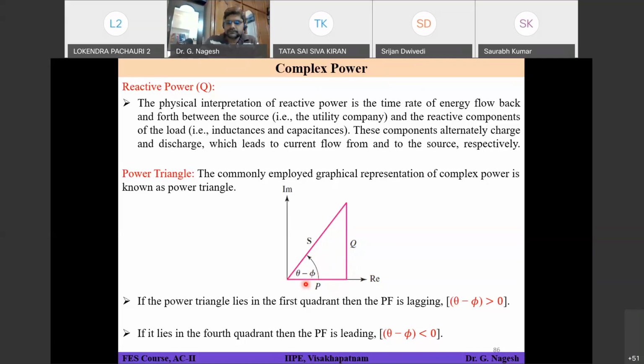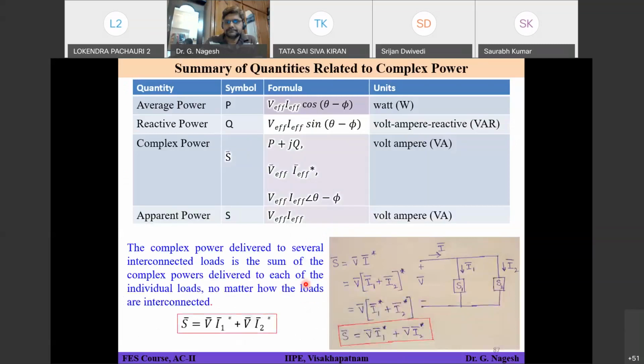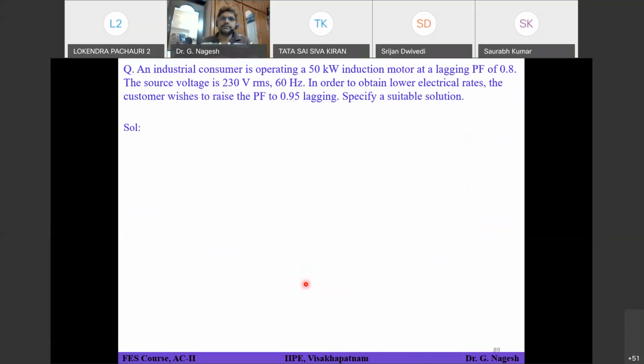Okay, so let's see that. Try to solve this. So is 50 kilowatts reactive power or real power?